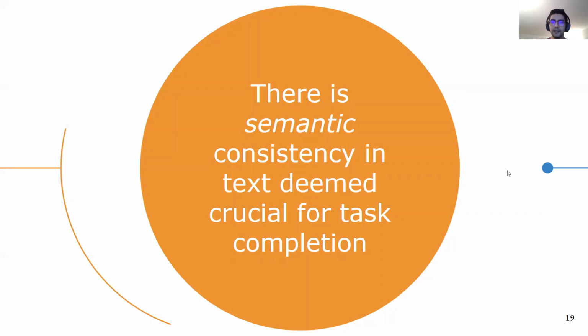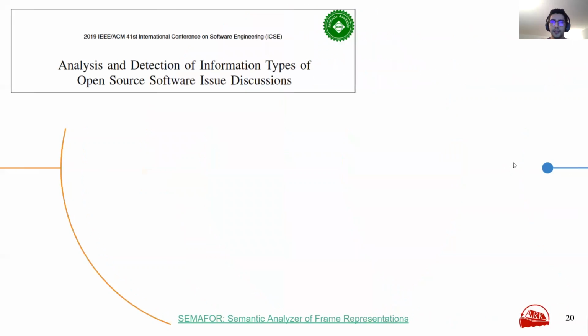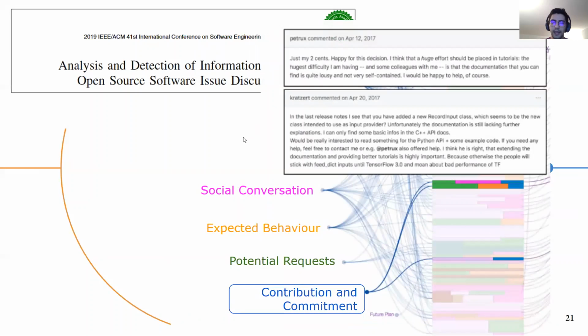Provided these initial results, we can see that there might be other applications for the technique. For example, in the analysis or detection of information types in GitHub issues. This is a work done by Arya and colleagues, and what they did was to classify the different conversational topics within a GitHub discussion. Perhaps there is a bridge between their categories and some prominent frames for each one of them. And we plan to explore that as a potential avenue of future research.